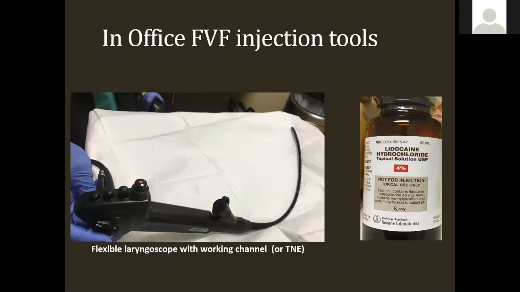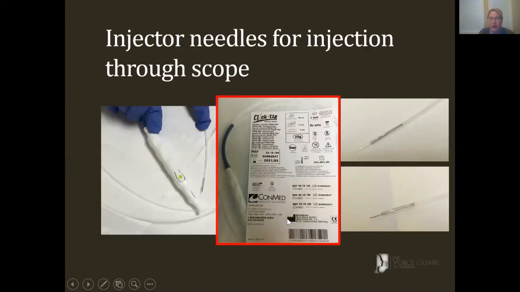So this is an example of our setup. Topical lidocaine, so we apply this topically to the larynx. We have a flexible scope for the nose with a little working channel, and we can administer lidocaine through it, and we can also put our injector needle through it. So everything goes through the nose, so the patient doesn't have to have anything going through their mouth. And this is just an example of the needle that we can use through that scope.